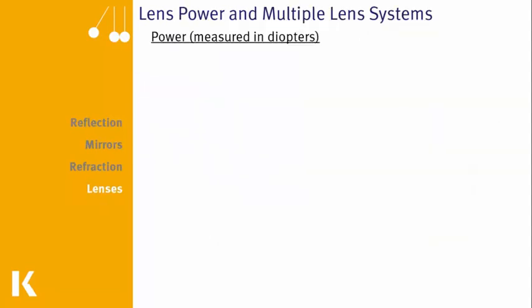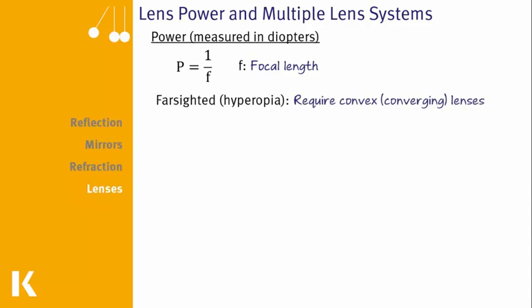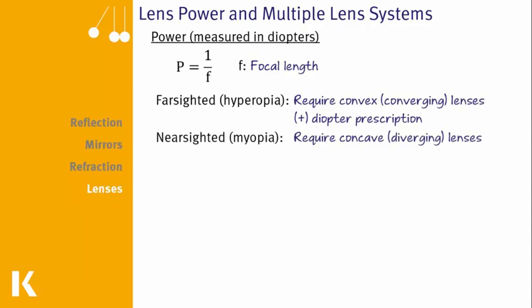Optometrists often describe a lens in terms of its power. In optics, power is measured in diopters and is calculated with this equation. Focal length needs to be in units of meters in order to properly calculate the power. Power will have the same sign as the focal length, so power will be positive for converging lenses and negative for diverging lenses. People who are farsighted need converging lenses to correct their vision, so they'll need a positive diopter prescription. In contrast, people who are nearsighted need diverging lenses and will therefore need a negative diopter prescription.